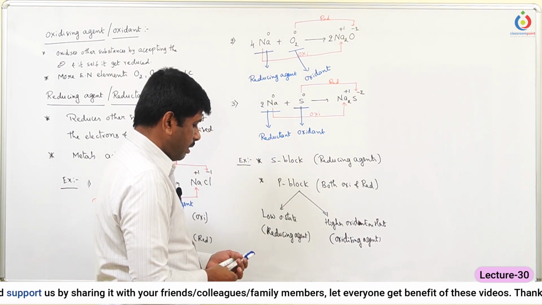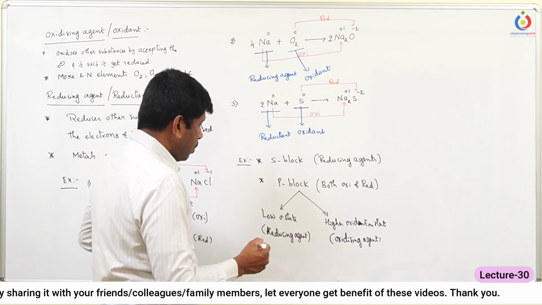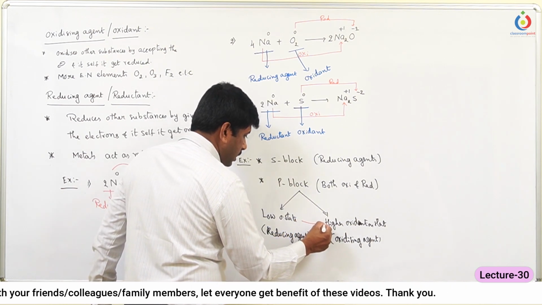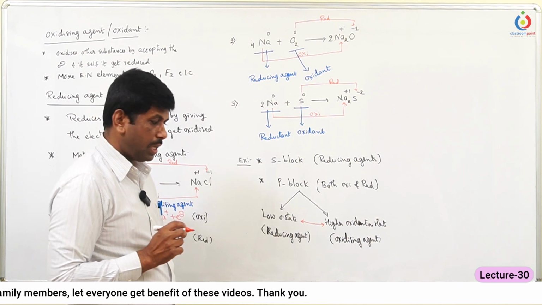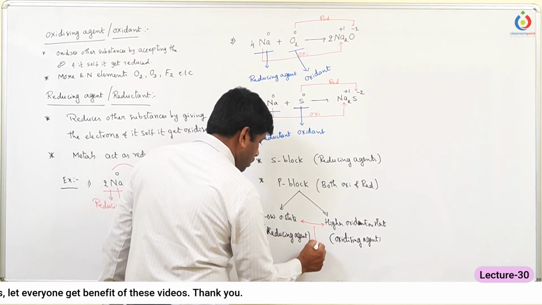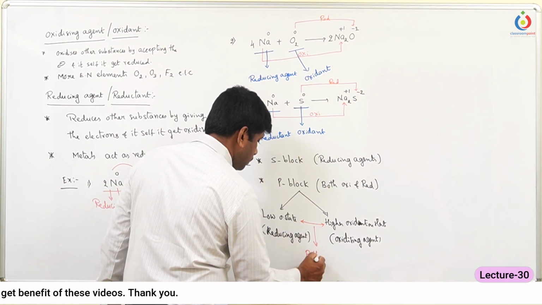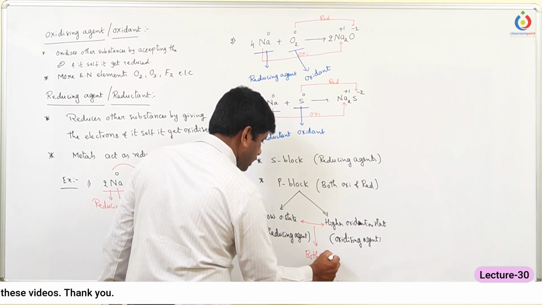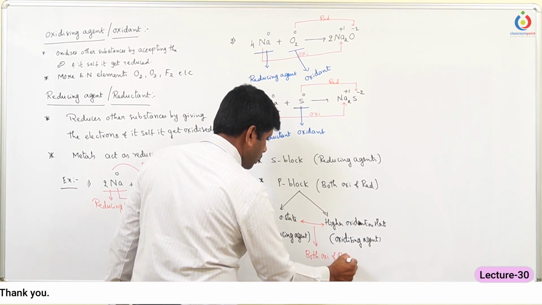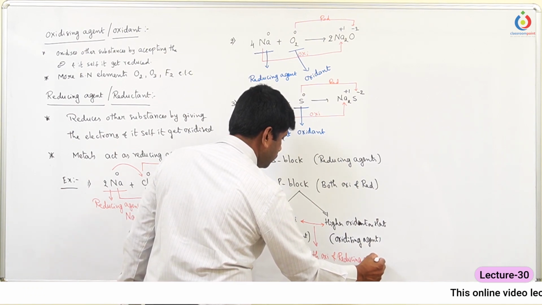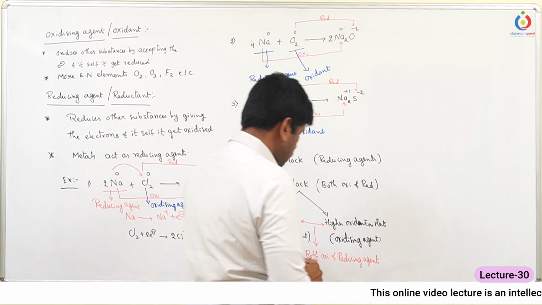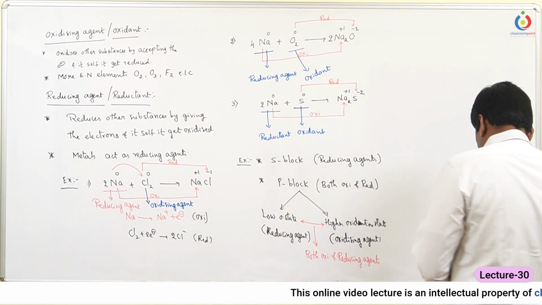And in between the lower oxidation state and higher oxidation state, whatever the other possible oxidation states are there, they act as both oxidizing agents and reducing agents. So let's take some examples here.